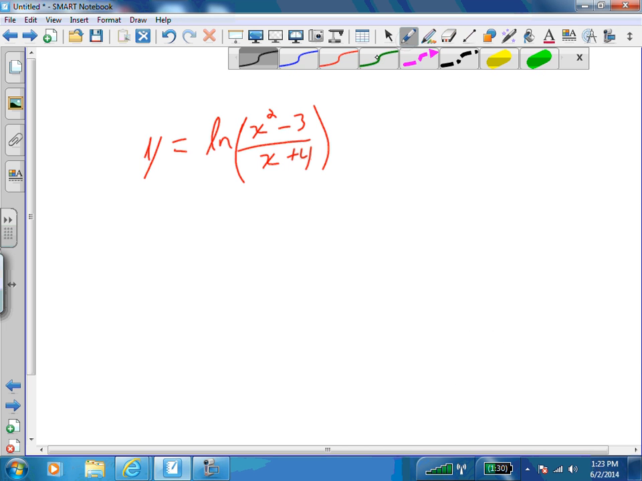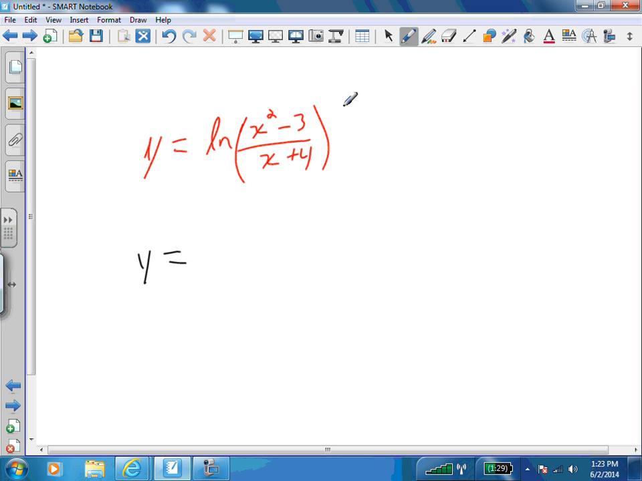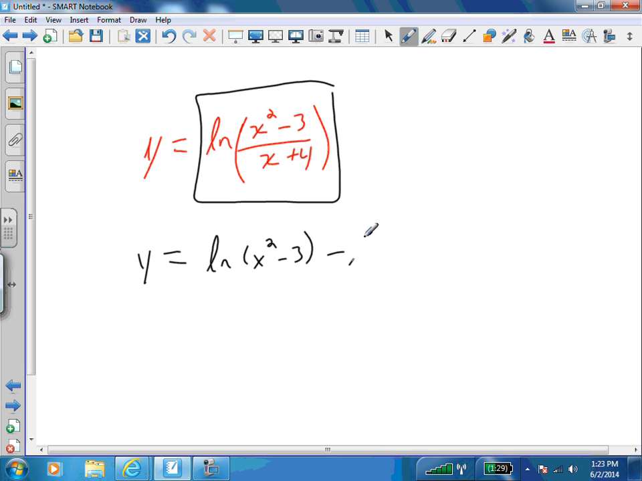So while, yes, we can take the derivative of this function in its present form, that's going to get really messy when you start having to deal with that quotient. So before we take the derivative, let's rewrite the right side. We have a quotient, so let's rewrite that as natural log of the numerator minus natural log of the denominator.